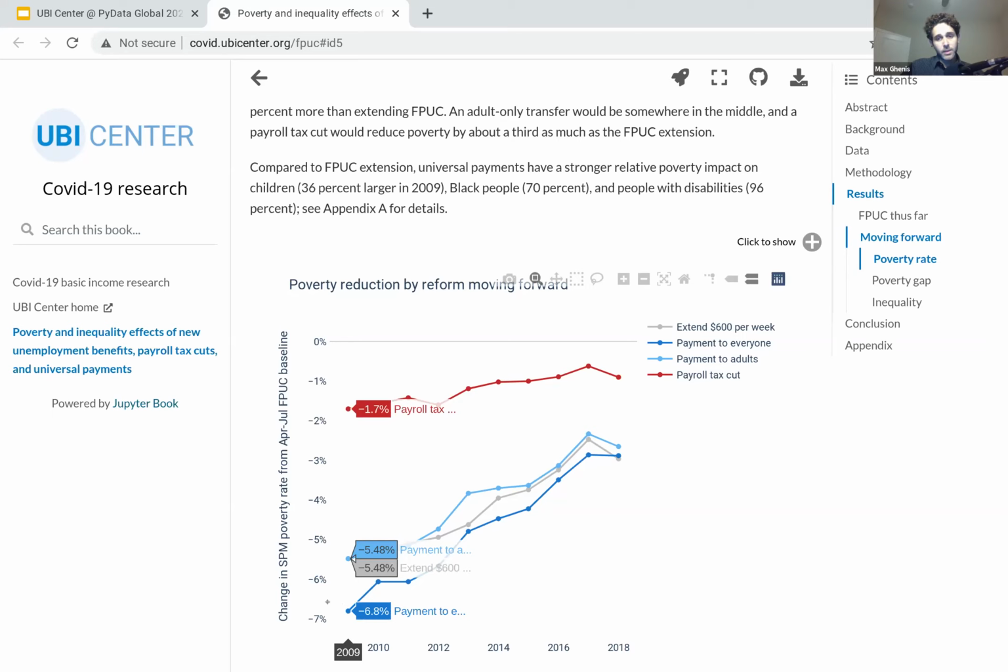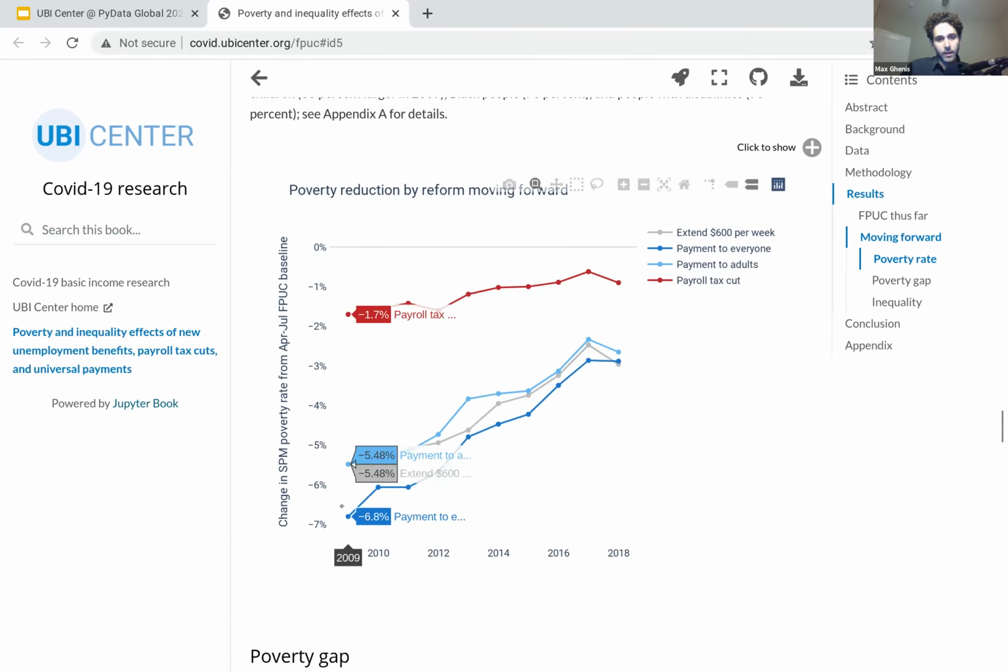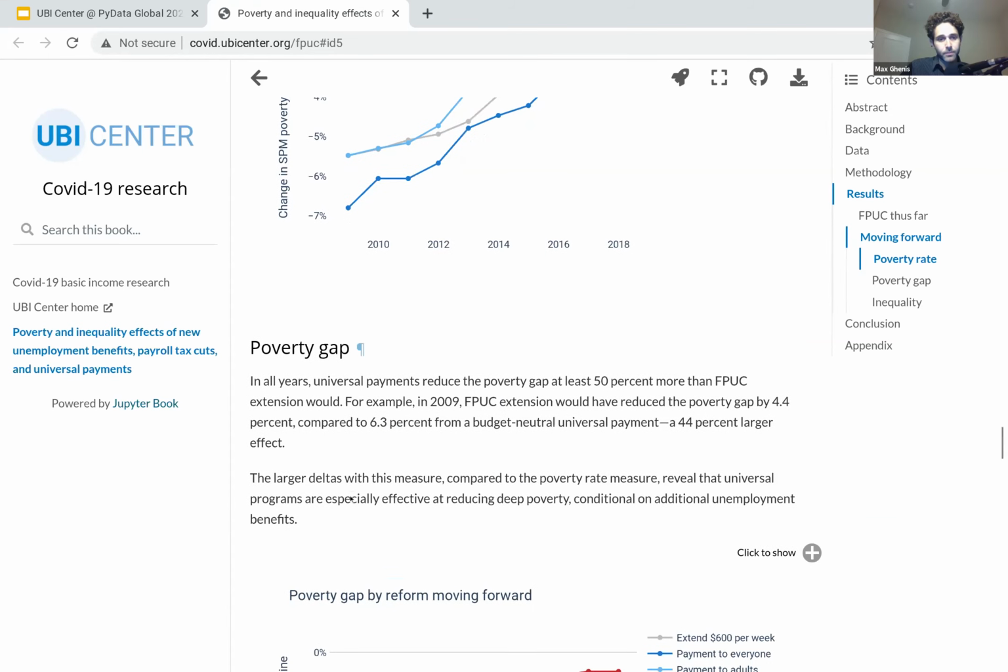But the payment to everybody actually reduces poverty 20% more compared to the unemployment benefit. And this was in 2009, which really has the most similar economic characteristics to today in terms of very high unemployment, really poor economic circumstances.